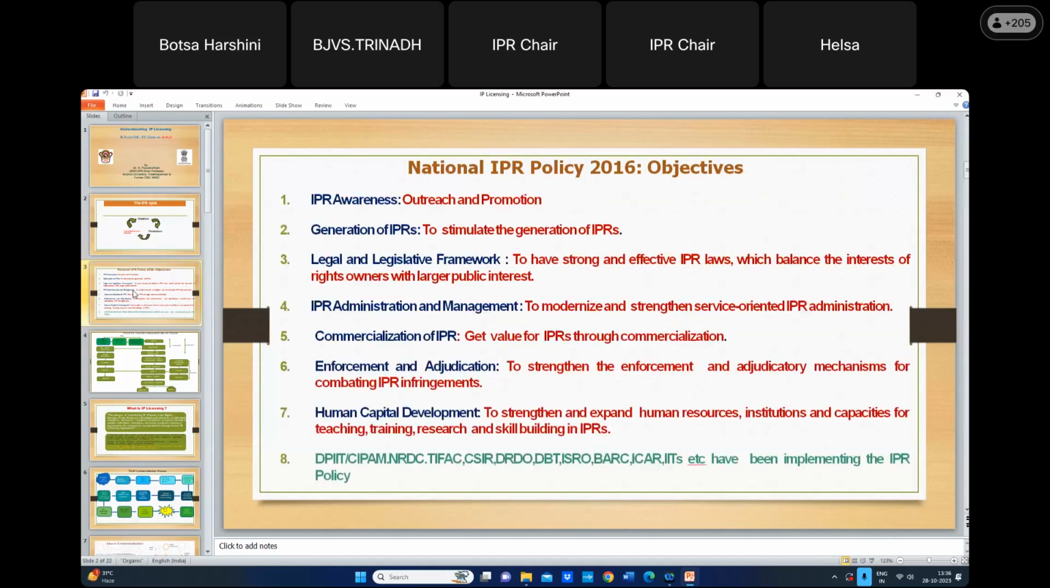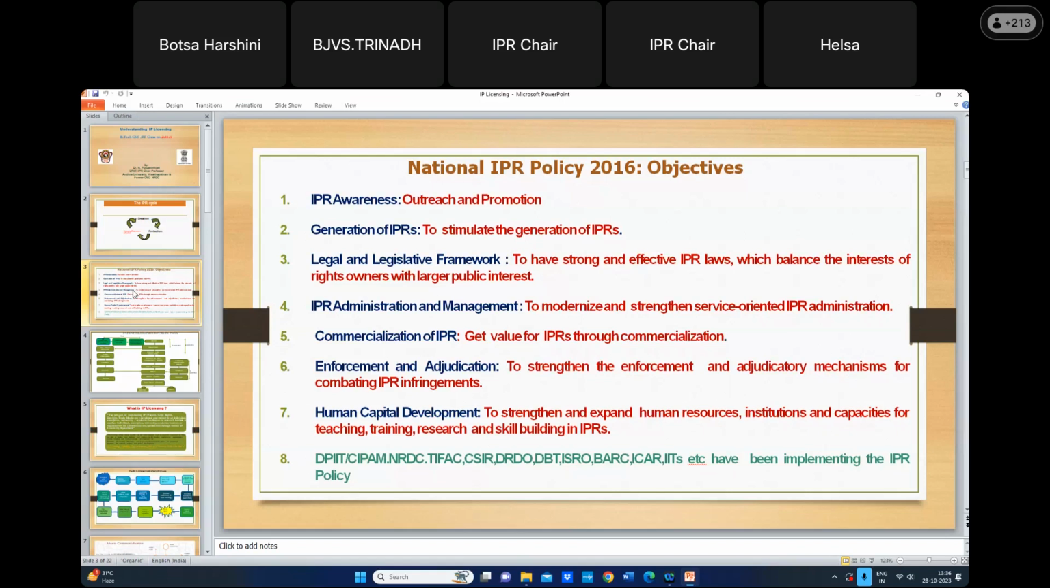To promote this IPR culture in our country, the Government of India, the Ministry of Commerce and Industry, under the Department for Promotion of Industry and Internal Trade, that's what we call DPIIT, under which our IPR chair was also established in Andhra University. They are the nodal agency to promote IPR culture in our country, to generate IPRs, protect them, and help in commercialization. The Government of India through DPIIT brought out the National IPR Policy 2016.